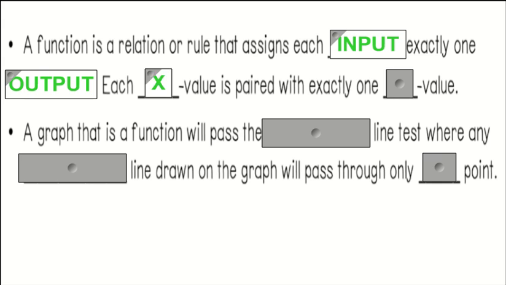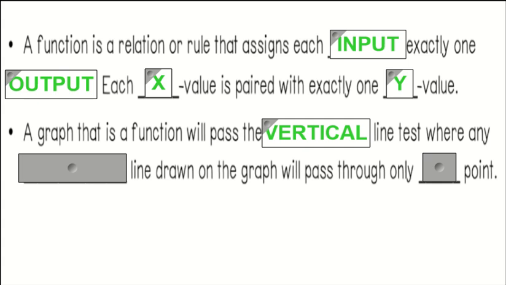Specifically, we got an x value paired with one y value. Our x value is the input, y value will be the output when we have an x and a y. We also will have to be able to tell whether or not something's a function from a graph. When we have a graph, it's a function if it passes the vertical line test.